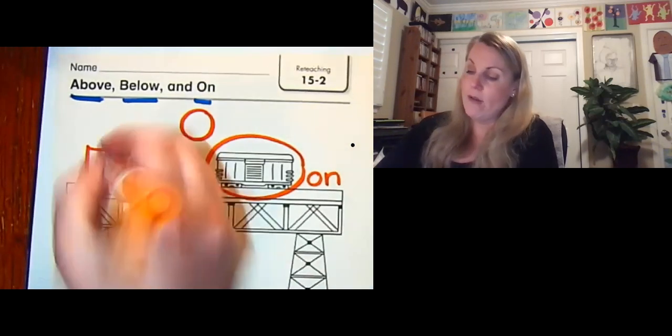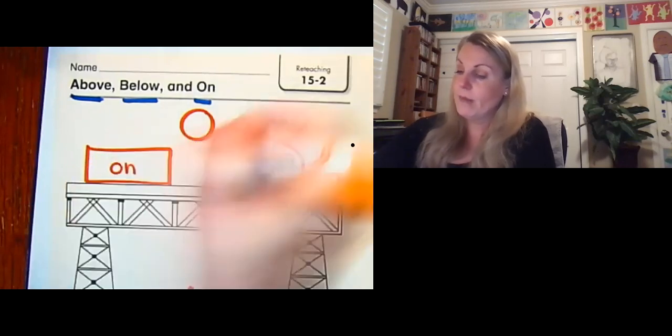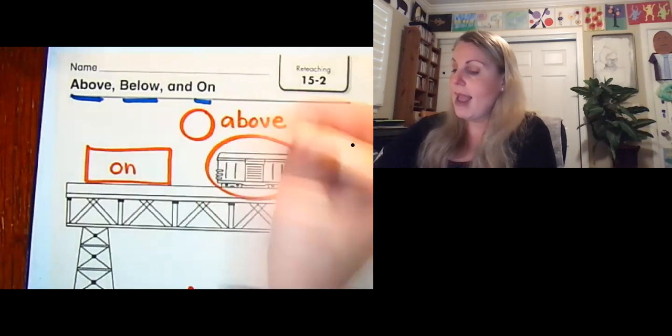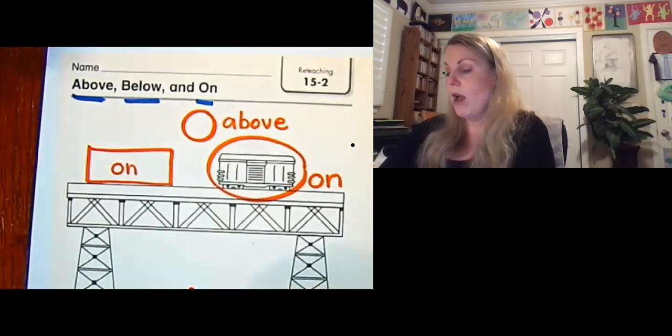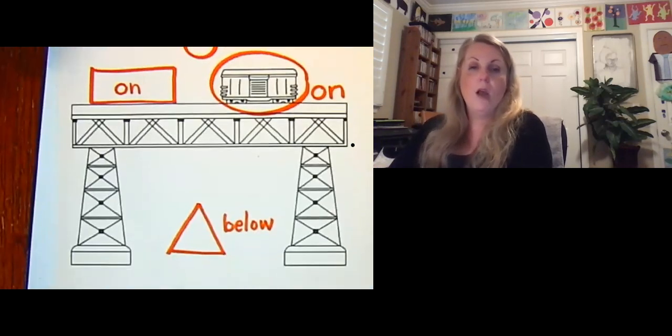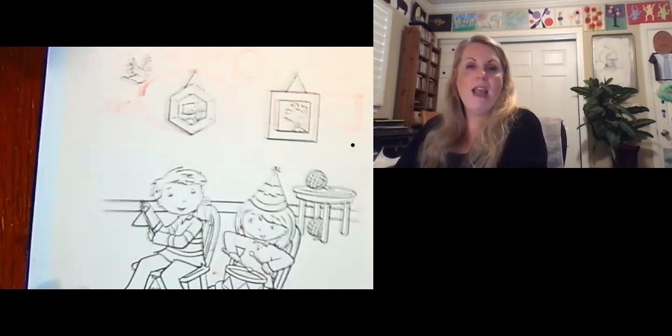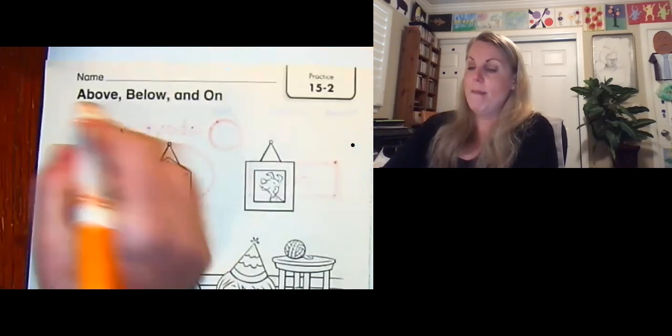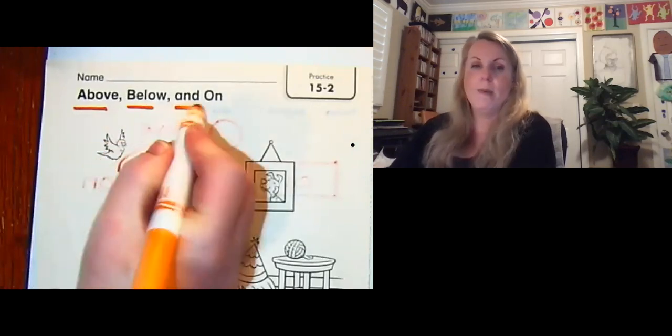So now we have on, above, and below. You do not have to write the words, but I do want you to go ahead and to draw the shapes. When we flip it over on the back, we have lots that's going on, but we're using those words again, above, below, and on.